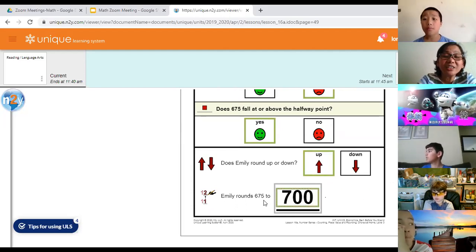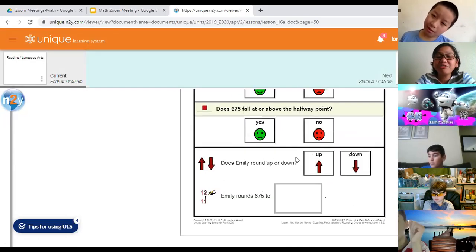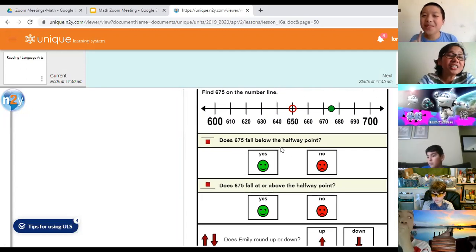Okay. So we round up. Since 675 is above the halfway point, which is 650, we round up. And if we round up, 675 becomes 700. Okay, we have 1 more minute left. Okay, I'm gonna finish this page. This is the same. And then we will see each other again at 1 o'clock for language arts, okay?